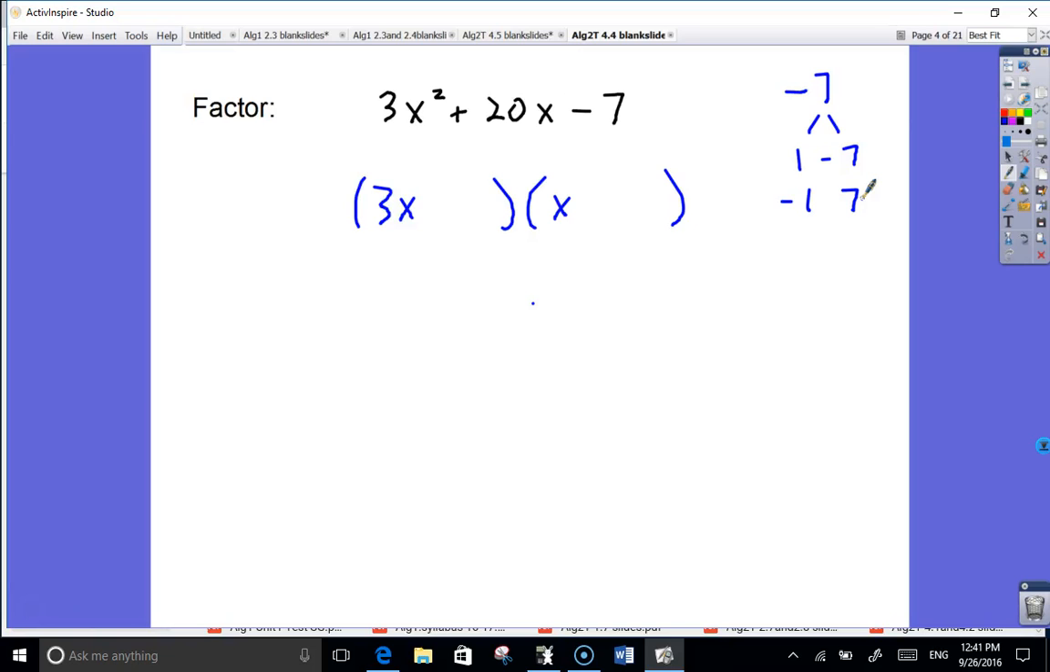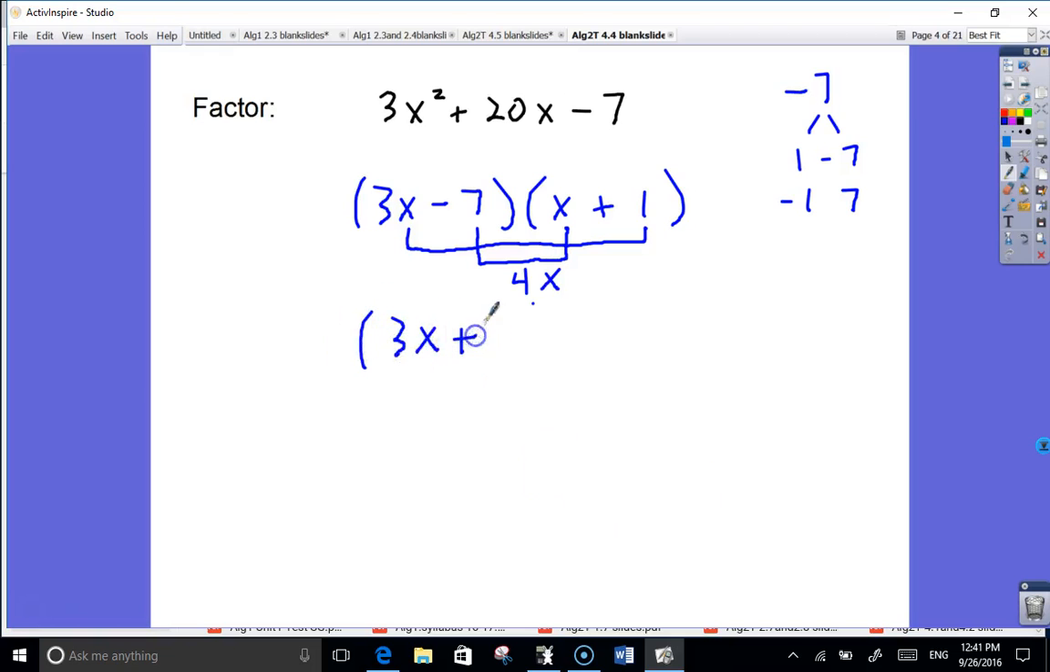For example, I could say let's make this -7 and +1. Because for sure I would get the 3x squared as the first term and the -7 for the last term. But would I get the right middle term? Well, what would be the middle term if I FOILed these two? You would get a +3x and a -7x, which is -4x, and that's not 20x. So that's not it.